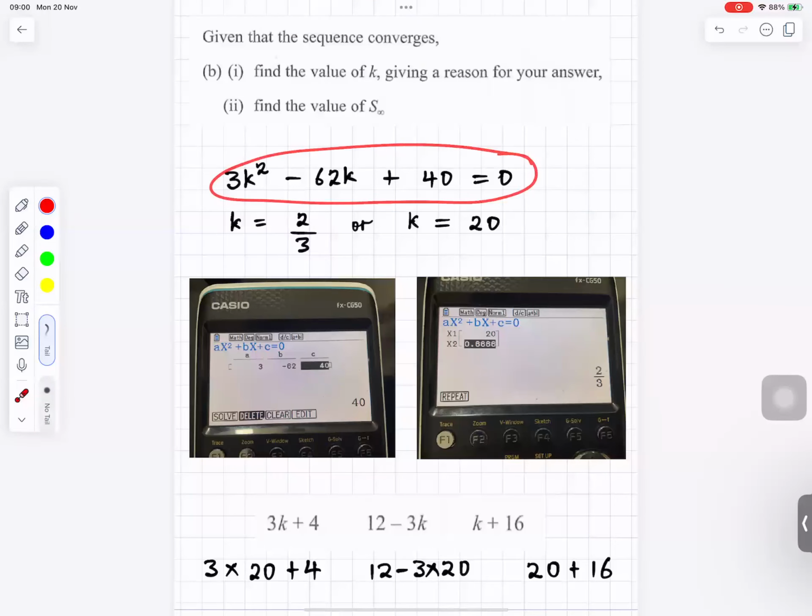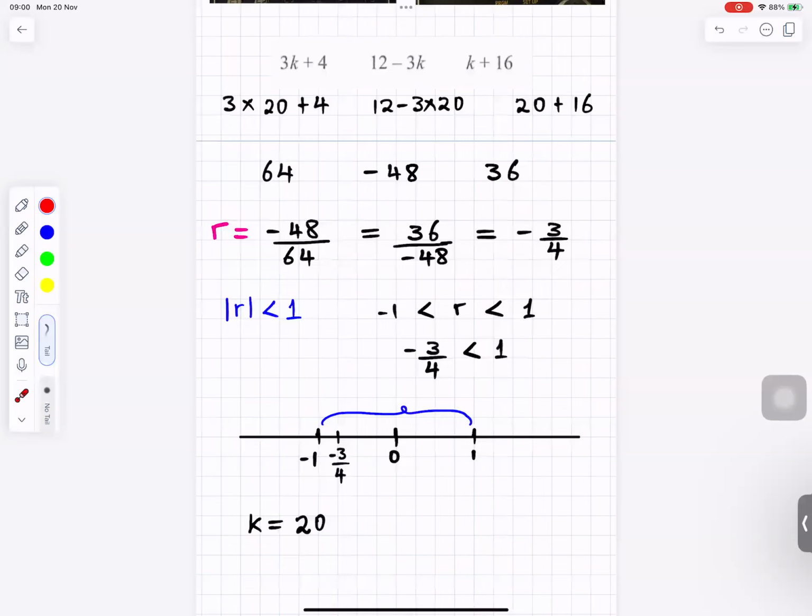So we got the equation there, we need to solve it. You put that in the calculator, you get 2 over 3 and 20. And that's what I've done there. Look at the picture there for putting in the calculator. You use the ax squared plus bx plus c. And you get 20 and 2 over 3. Now, if we use k equals 20, the terms are 64, minus 48 and 36.